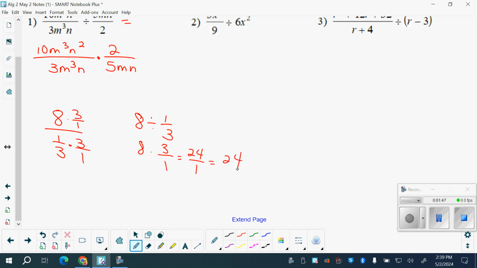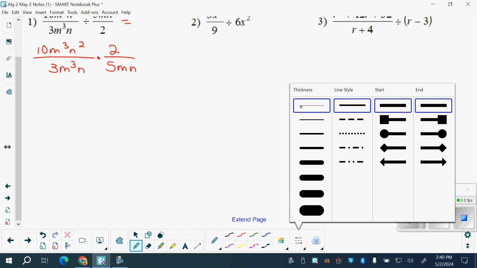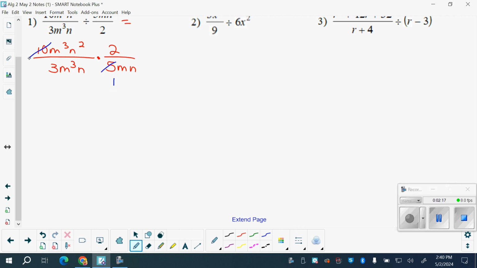Okay, so that's just a side note. I was just showing you why when you divide, you make it multiplication by the reciprocal. Okay, so now we want to see if we can cancel. Is there anything we can cancel here? We can cancel a 5 and 5. How many 5s in 10? 2. Anything else?